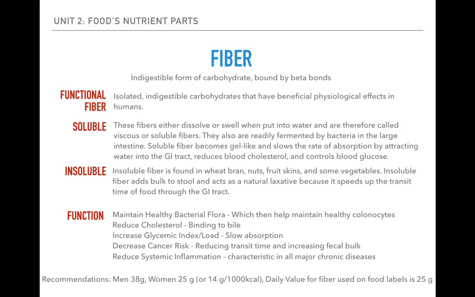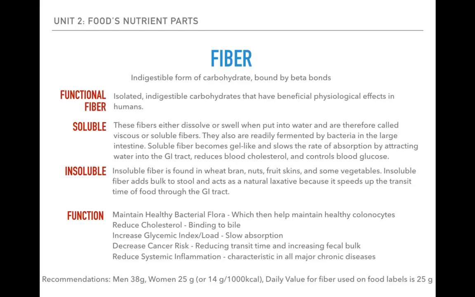The insoluble fiber is a little bit different. This one does not dissolve in water, but instead it will add fecal bulk, and it acts as a natural laxative. It speeds up what we call transit time of food through the GI tract. And you can describe transit time as the time it takes for your food to get from plate to bowl.